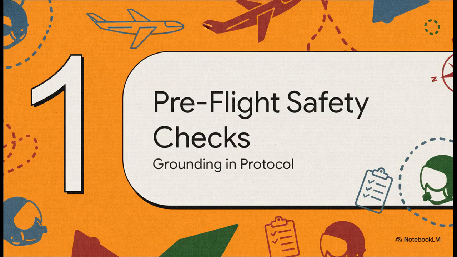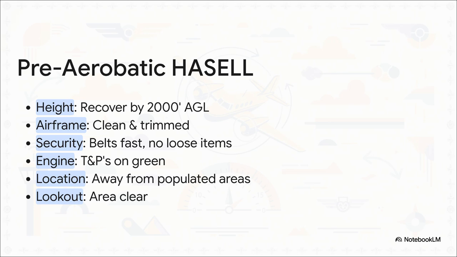Section 1. Pre-flight safety checks. Grounding in protocol. Okay, before any steep turn is even demonstrated, let alone practiced, you absolutely must execute the pre-aerobatic HASSELL check. Let's run through this acronym because it's a lifesaver. H is for height. You need enough altitude to guarantee recovery by 2,000 feet above ground level. A is for airframe, making sure it's configured and trimmed out for straight and level flight.